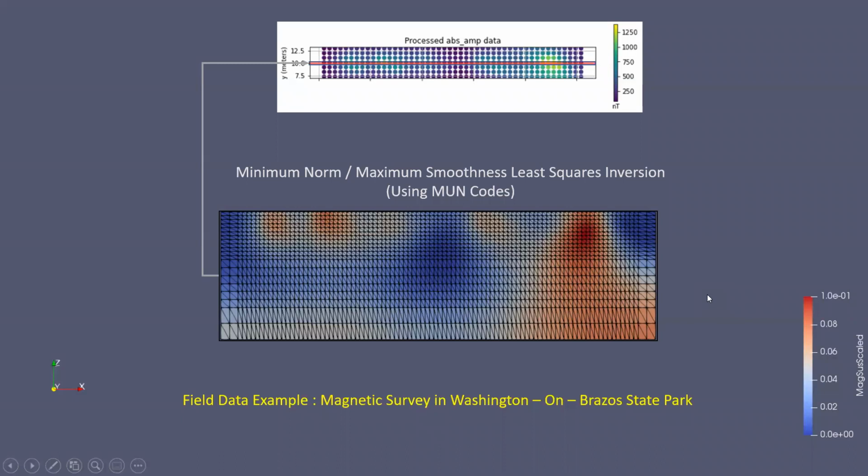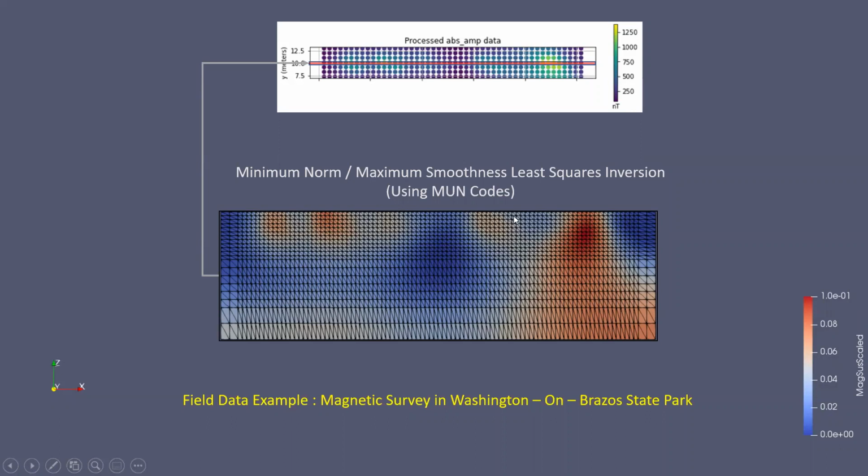We start with the minimum norm least squares inversion using the Memorial University codes. And we're looking here at the vertical cross section right through the center of those 4 anomalous field values noted in the data. The vertical cell boundaries are spaced at about 0.5 meter intervals.